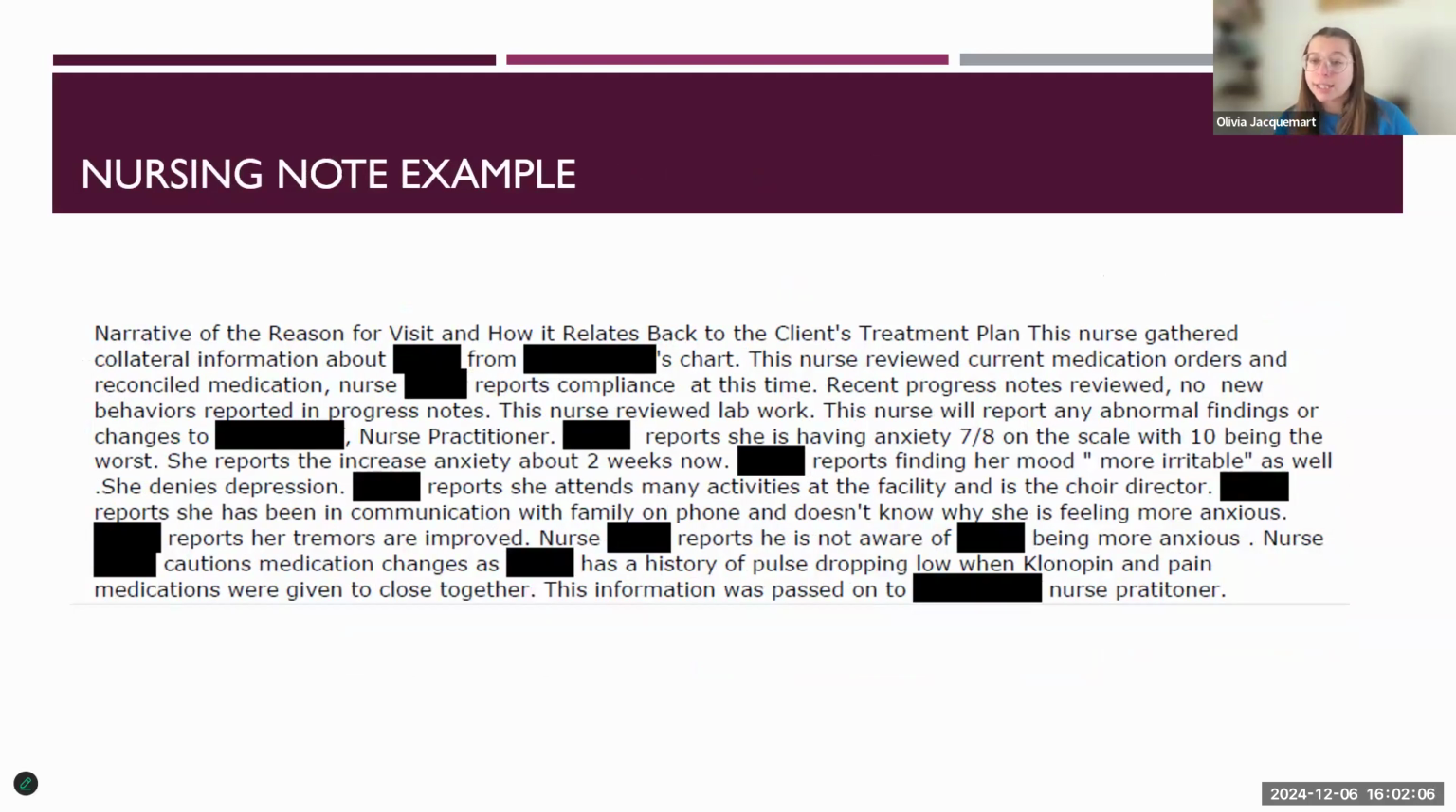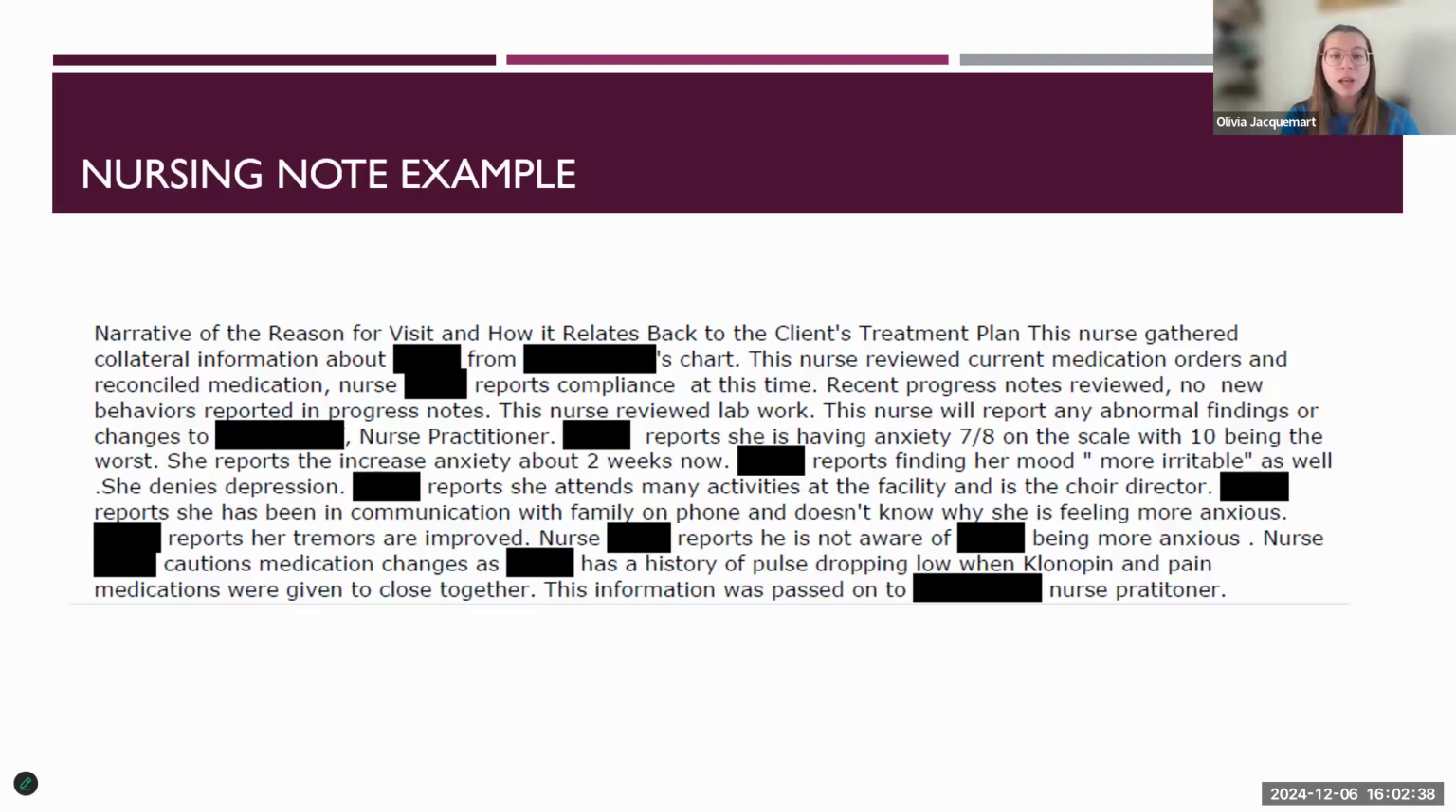And we have the nursing example that we are looking for. So the narrative of the reason for the visit. So this nurse gathered collateral information about clients from client's chart. This nurse reviewed current medication orders and reconciled medication. Nurse reports compliance at this time. Recent progress notes reviewed, no new behaviors reported in progress notes. This nurse reviewed lab work.